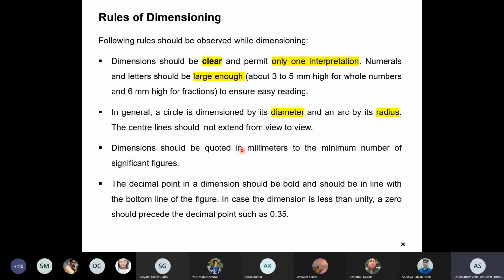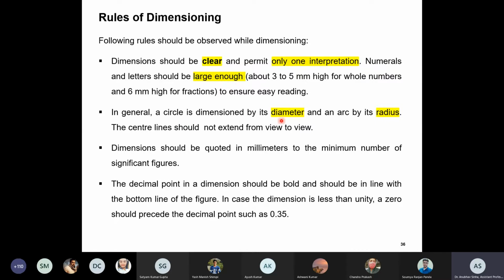Okay, now some rules on what type of dimensioning should be used. First, it should be clear and not ambiguous. When I look at it, or when you look at it, or any other person looks at it, it should give only one meaning, only one interpretation. That is the most important rule for dimensioning. And the general principles are that it should be large enough, legible, and clearly written.